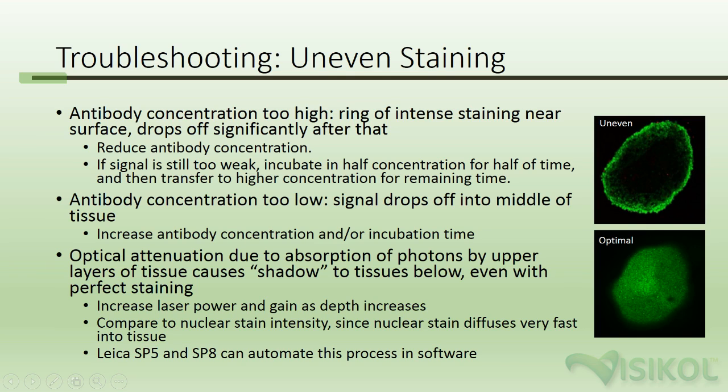If your antibody concentration is too low, you will see the signal drop off gradually towards the middle of the tissue. The solution is to increase your antibody concentration and/or incubation time.